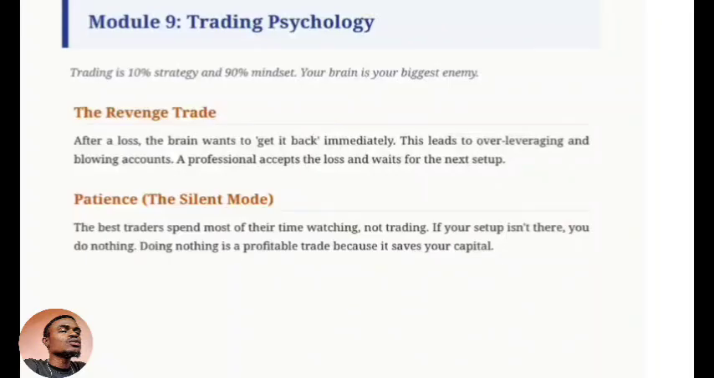So when price doesn't go your way after a loss, the brain wants to get it back. This money, I need to make it immediately. This leads to over-leveraging and blowing up accounts. So you shouldn't find yourself in that category. Don't ever revenge trade.